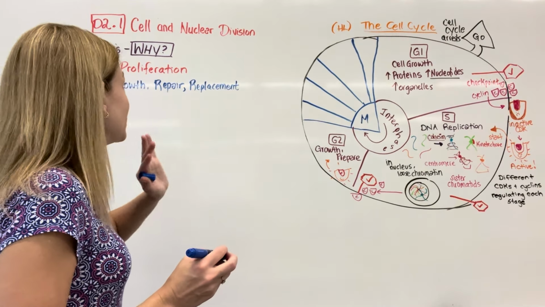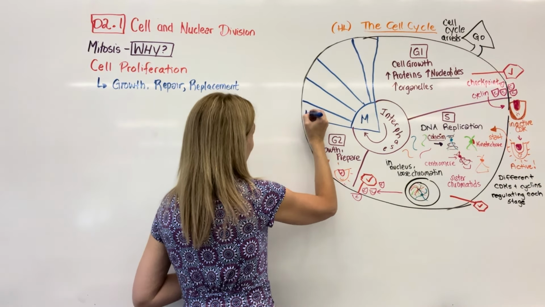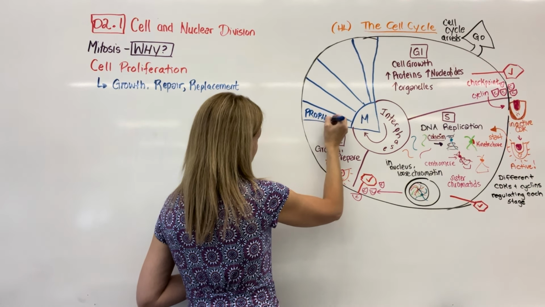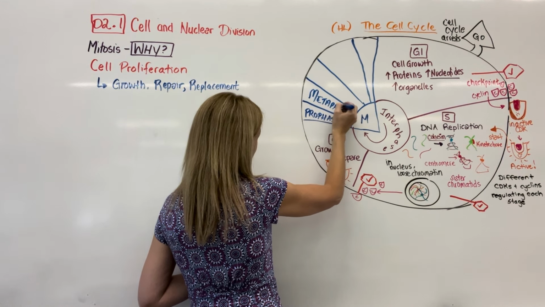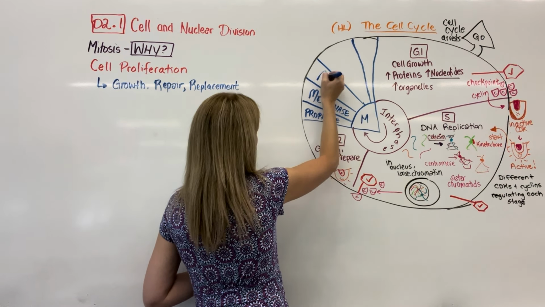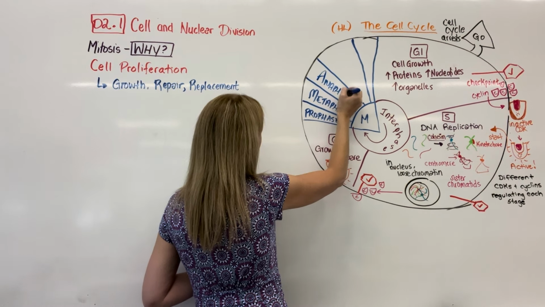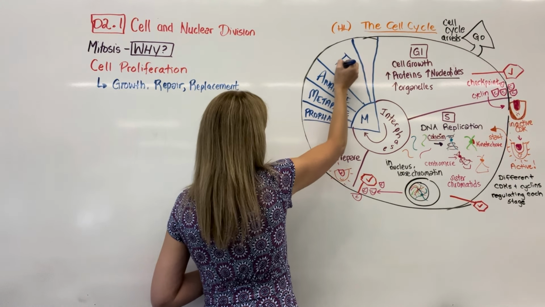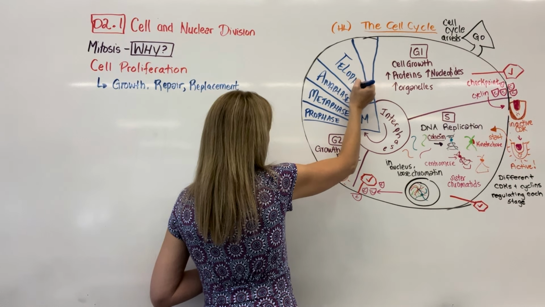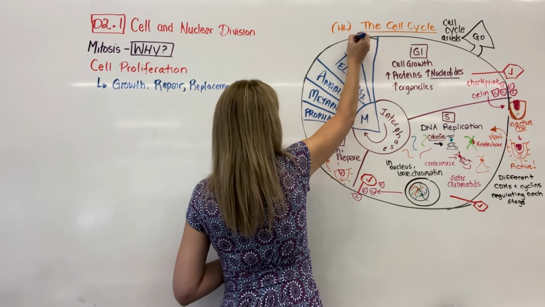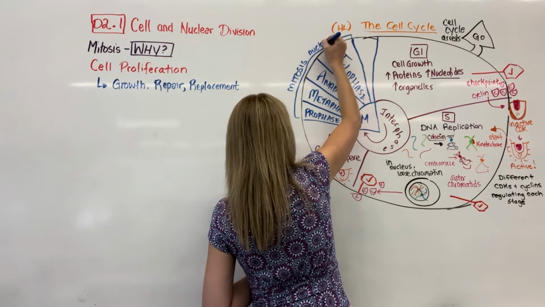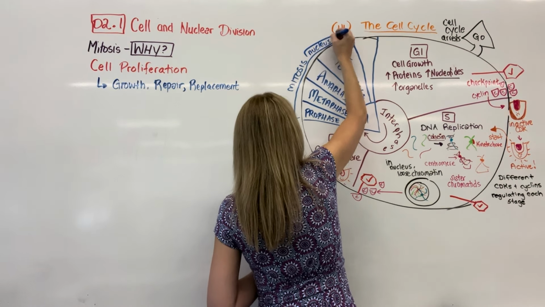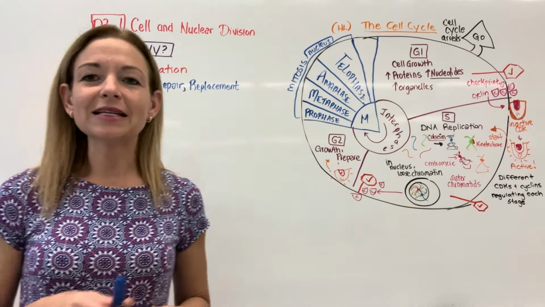The first 4 stages are true stages of mitosis. So we're going to have prophase, metaphase, anaphase, and then telophase. Those are the 4 stages that are mitosis. Mitosis is specifically the nuclear division. So the division of the nucleus is mitosis.